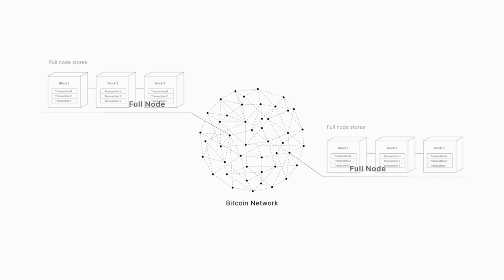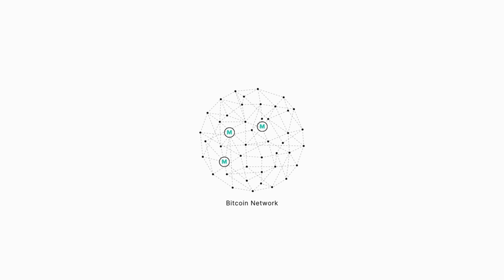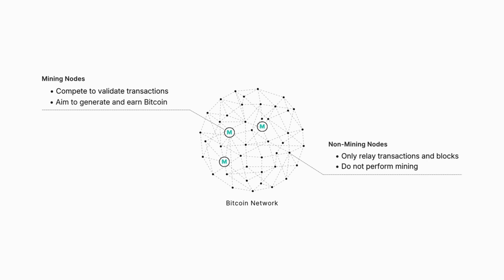Full nodes store the entire blockchain. In other words, they keep a record of every block and every transaction. Among full nodes, there are mining nodes that compete to validate transactions and earn Bitcoin, and non-mining nodes that simply relay transactions and blocks. The term mining originally comes from extracting resources like gold. In Bitcoin, it's similar: those who win the competition earn Bitcoin. These days, mining requires specialized hardware to stay competitive, so only a subset of full node operators actually mine.